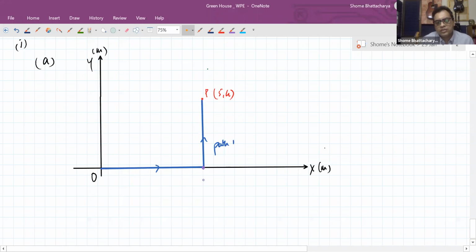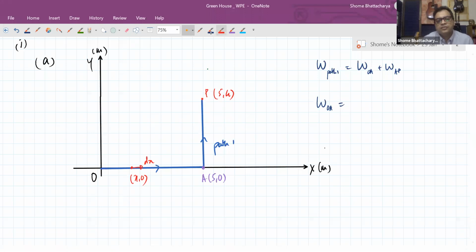from O to, let's say, this point, which is 5,0. So work done by path 1, we'll write it as work done from O to A plus work done from A to P. For work done from O to A, if we are at any point in between like this, the general coordinate is x comma 0 because we're on the x-axis, and the displacement is along this direction.